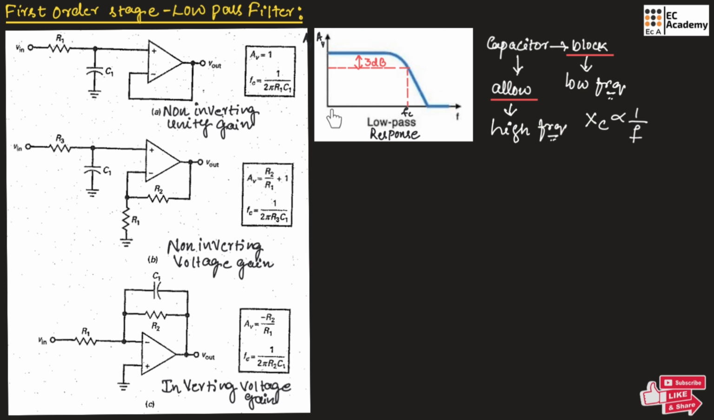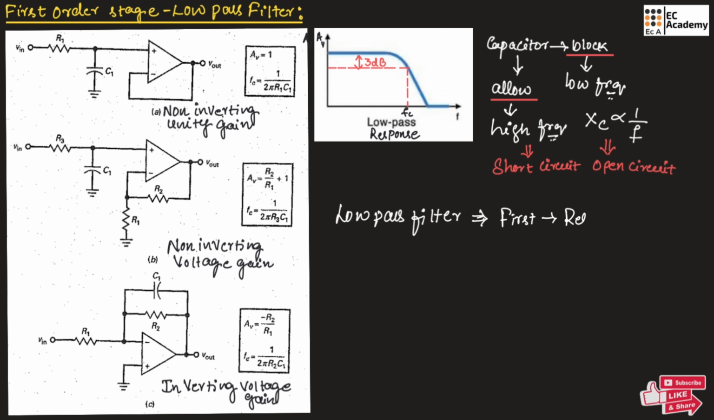So for the frequency from 0 to FC, the capacitor will act as open circuit. Hence all the frequency will be available at the output. So from this we understood that for low frequency, the capacitor will act as open circuit, and for high frequency, the capacitor will act as short circuit. So in a low pass filter, first a resistor is connected, then a capacitor is connected.